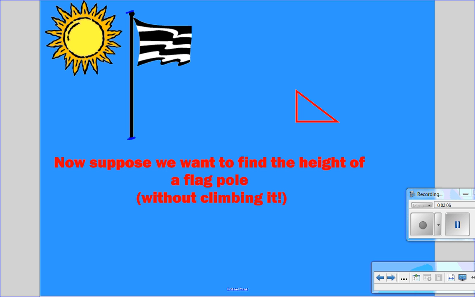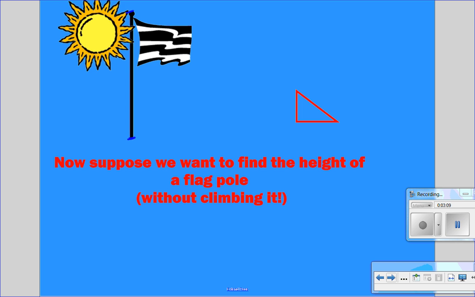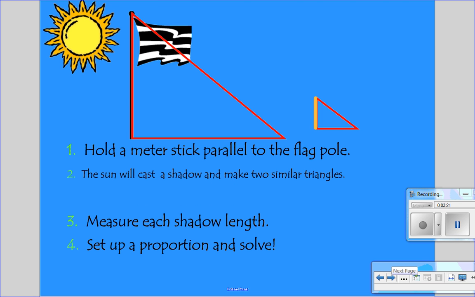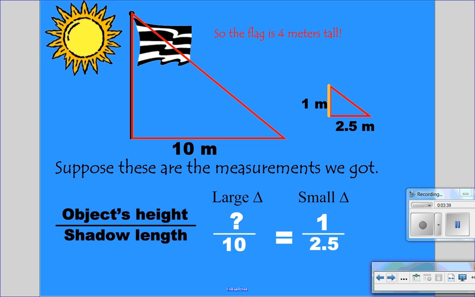So notice we pick a very sunny day. We've got the sun shining up here. It's a sunny day, and that sun is going to cast a shadow headed this direction. So we have a similar triangle here that we can use. That similar triangle, we are going to make it 1 meter high. I'm going to hold that meter stick parallel to the flagpole, and I'm going to then see the shadow. And as long as I do this at the same time, I'm going to measure the length of this shadow, and I will measure the length of the flagpole's shadow. And when I do that, the shadow of my meter stick is 2.5 meters long, and the shadow of my flagpole is 10 meters long.